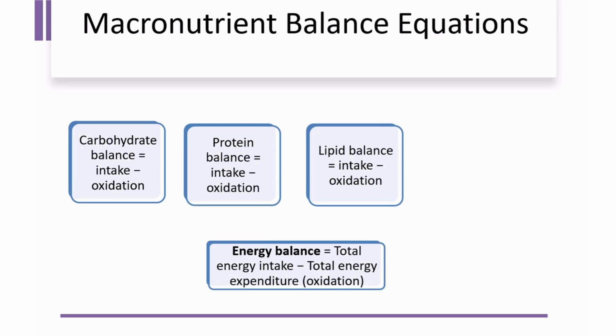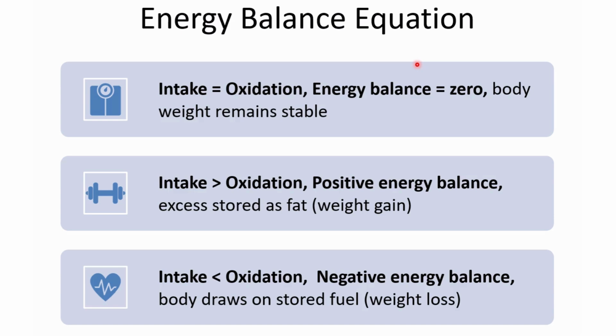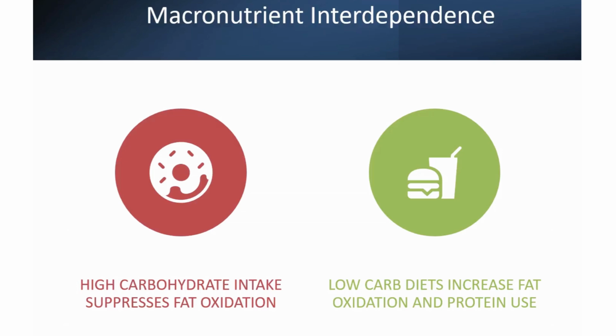We will see later in this video what is basal metabolism. Generally, when energy intake is equal to the oxidation, then the energy balance is zero and the body weight remains the same or stable. When intake is greater than the oxidation, then it is called a positive energy balance and the excess is stored as fat, or there is a gain in weight. If intake is less than the oxidation, then the energy balance is negative and the body draws on the stored fuel. As a result, there is a weight loss.